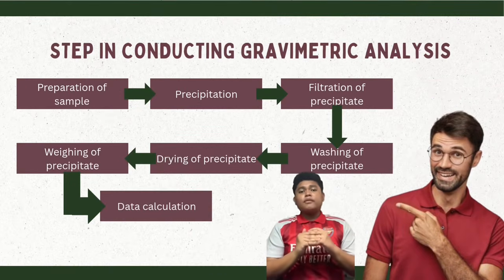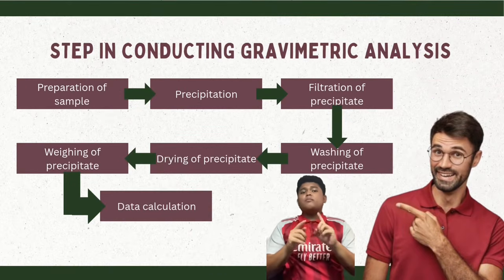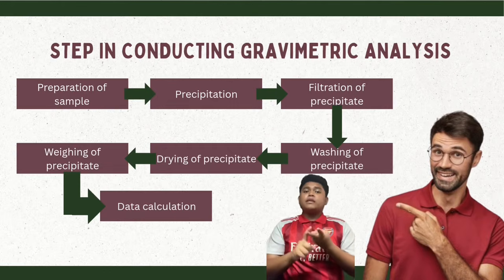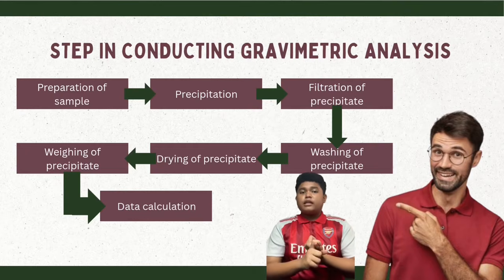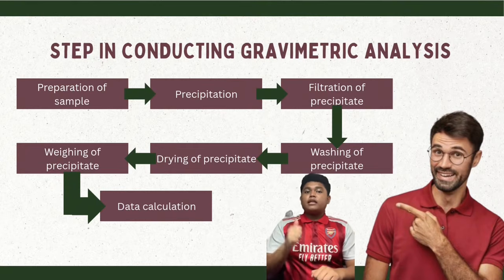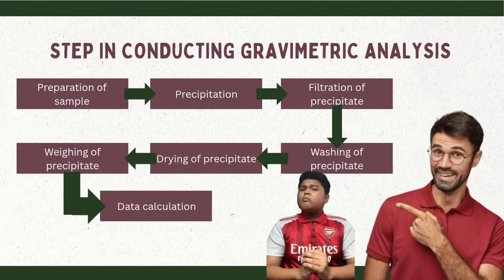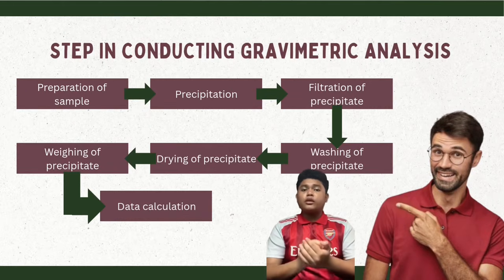The steps in gravimetric analysis are as follows: preparation of the sample, precipitation, filtration of the precipitate, washing of the precipitate, drying of the precipitate, weighing of the precipitate, and finally, data calculation. Each step must be performed carefully to ensure accurate and reliable results.